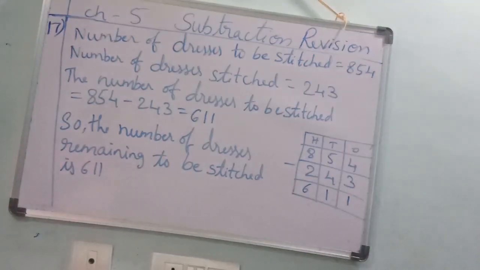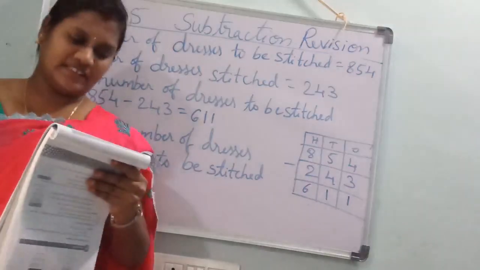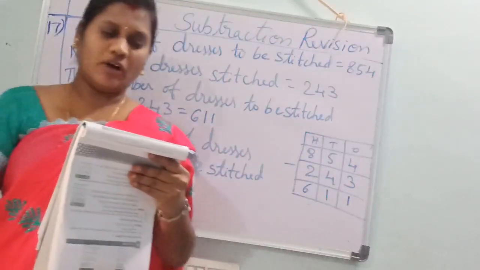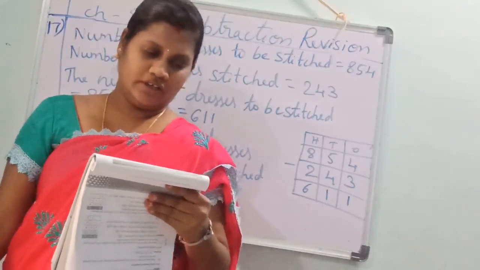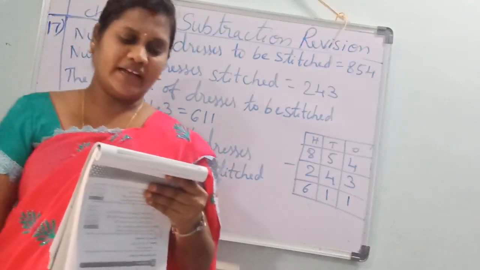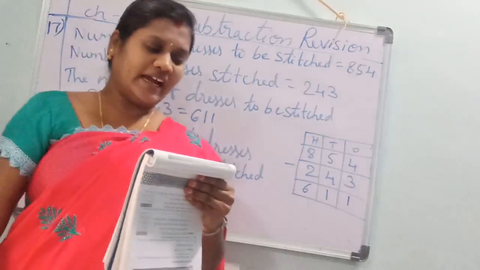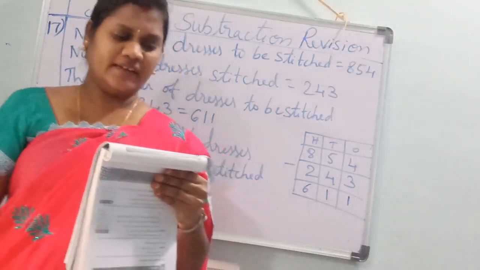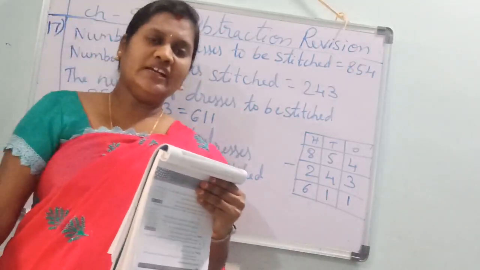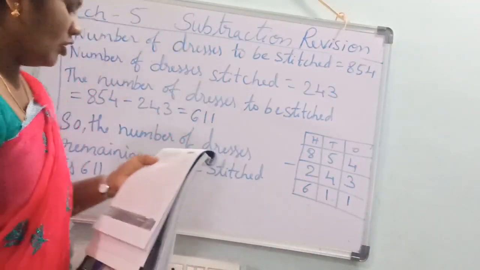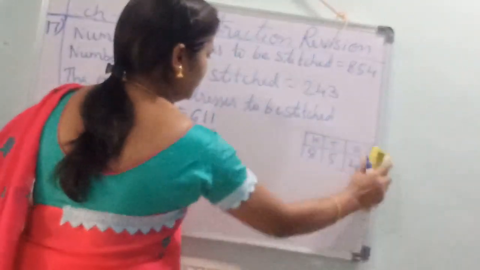Okay. Next, higher order thinking skills. See, there were 123 ants in an anthill, out of which 112 ants went out in search of food. How many ants were remaining in the anthill? See, 123 ants in the anthill. Okay. Out of which went for food search. How many? 112. Remaining how many are there? We should find. Okay.